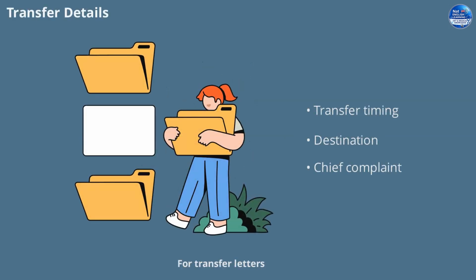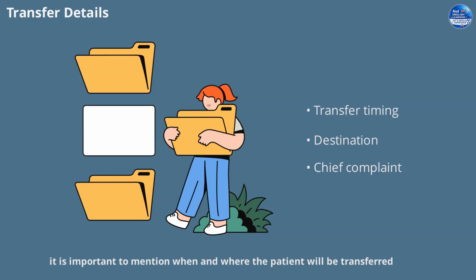For transfer letters, it is important to mention when and where the patient will be transferred. This ensures that the receiving facility is prepared for the patient's arrival. The letter should also include the chief complaint and recovery status, providing a clear picture of the patient's current condition. Accurate transfer details help prevent misunderstandings and ensure a smooth transition.